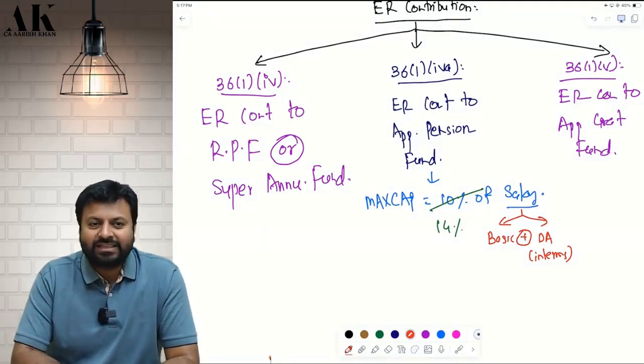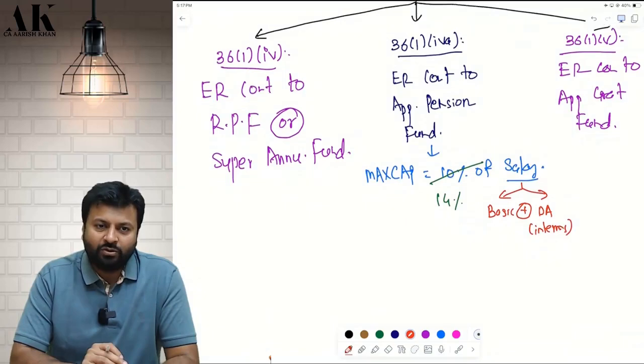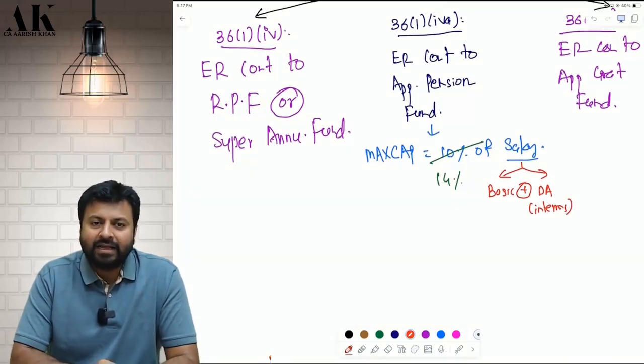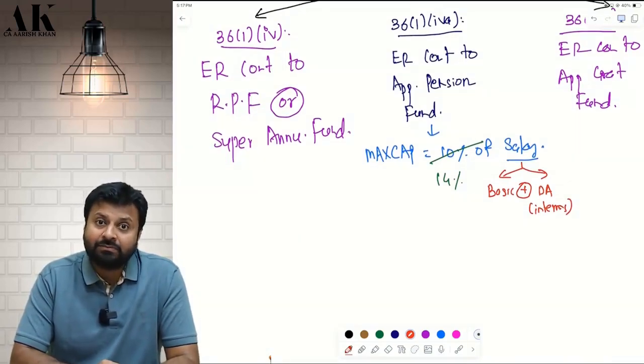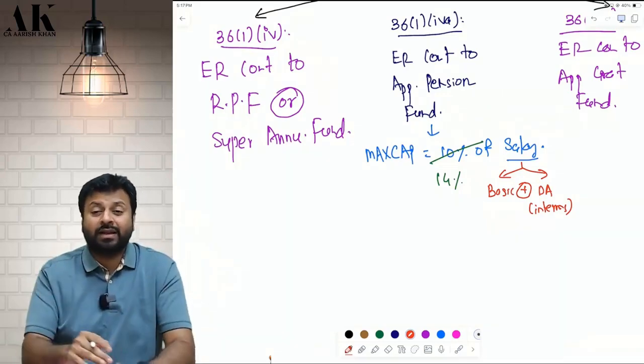Now, these are the three contributions that the employer is making for you. And the employer will get the deduction. The middle one is subject to a cap. The first and the last one, there is no cap. There is no maximum limit. You contribute as much as you want, you will get the deduction.